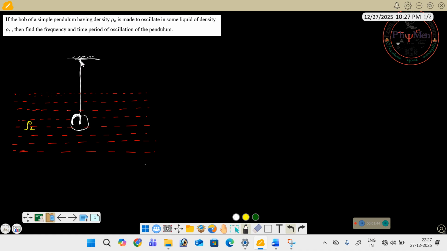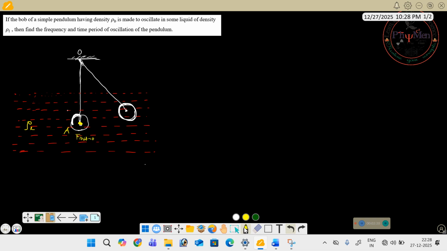Now I will allow it to oscillate. I'll bring it here and I will release it from this position. Then it will perform SHM about this mean position. Let me name it. This is the mean position or equilibrium position, because the net force on this bob at this particular position is 0. F net equal to 0.